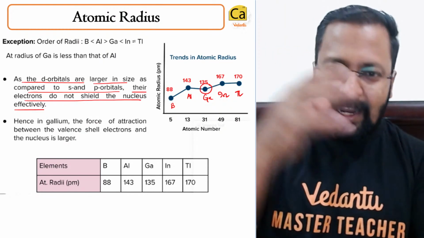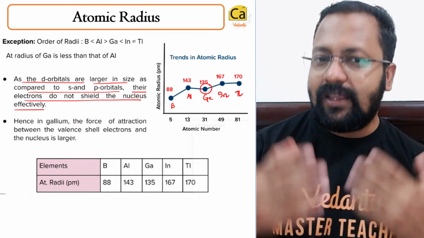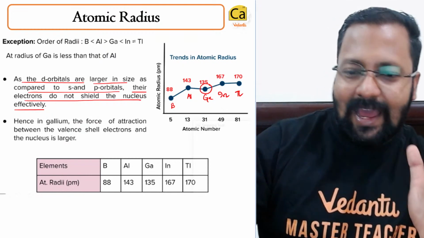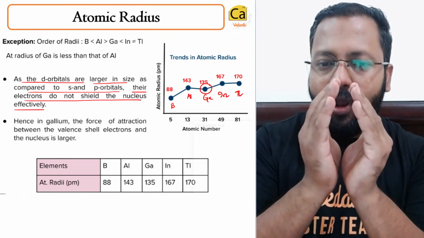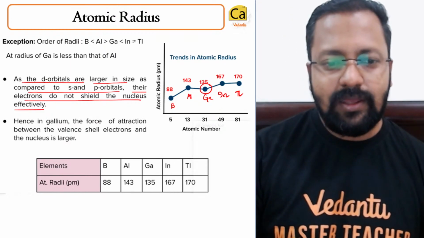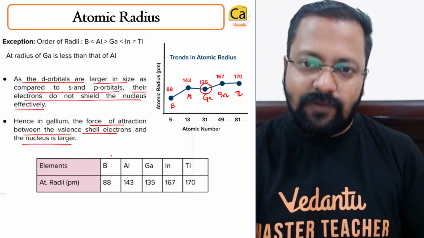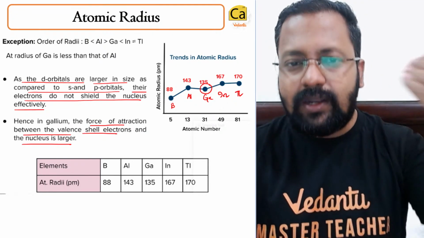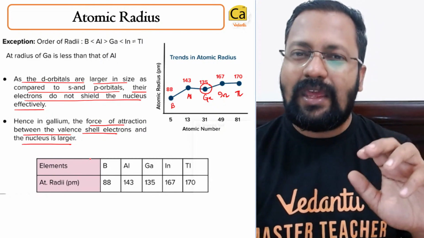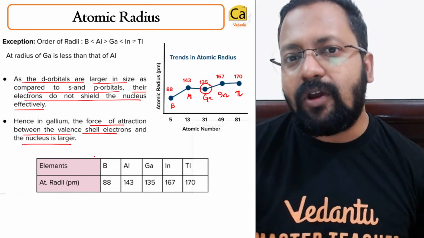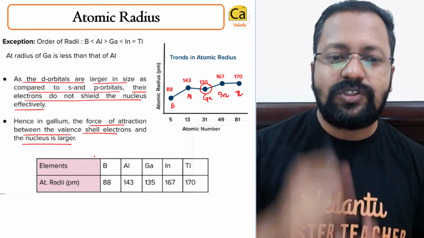If the d orbitals would have shielded the nuclear charge, then gallium would have followed the trend. But the d orbital electrons are not able to shield the nuclear charge, so gallium gets pulled inside. If gallium is pulled inside, gallium becomes smaller than what we expect it to be. Hence the force of attraction between the valence shell electrons and the nucleus is larger, and because of that gallium becomes slightly smaller. The moment d orbitals or f orbitals come into the picture, the size of the atom becomes smaller than expected, because the d or f orbitals are incapable of shielding the nuclear charge. अगर shield नहीं करेंगे तो atom becomes smaller. ठीक है?